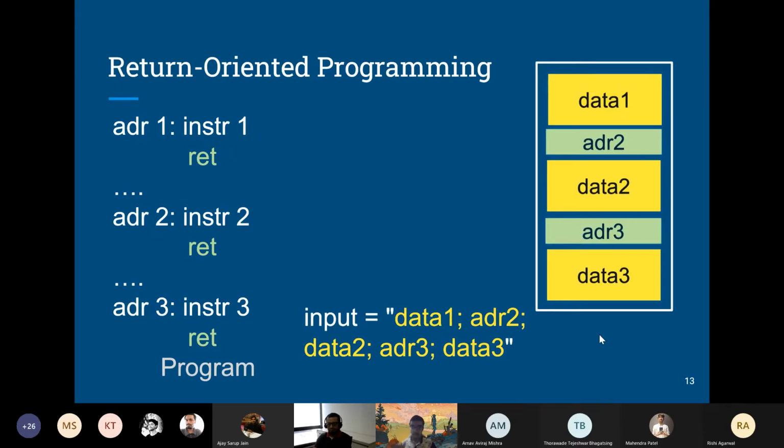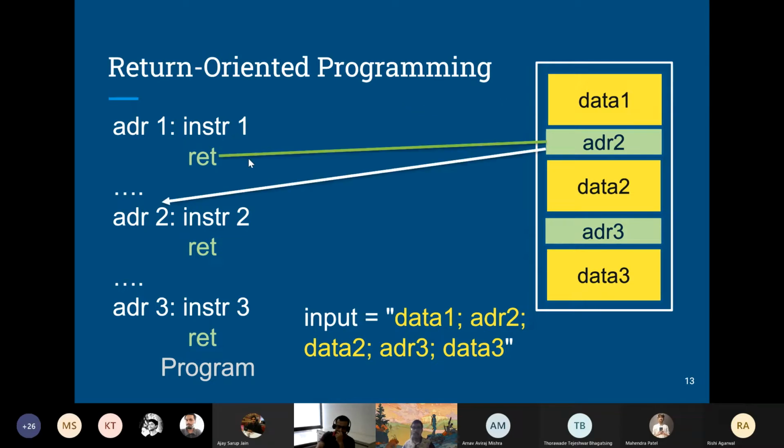This lies on the stack. Now this instruction 1 fetches data from the stack, which is data 1. Return. What does this return do? This will pick up this address 2. And this address 2 was precisely this instruction 2. What this means is that after executing this ret, you will jump over to this address 2.